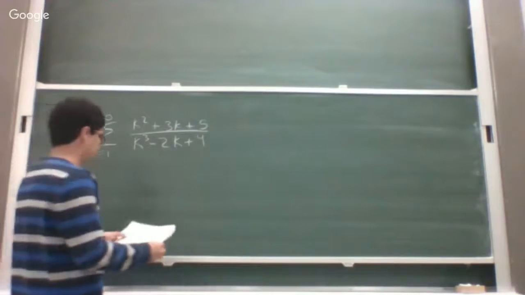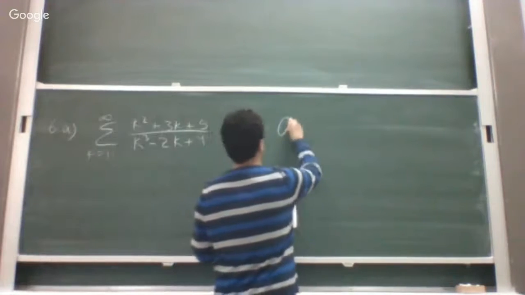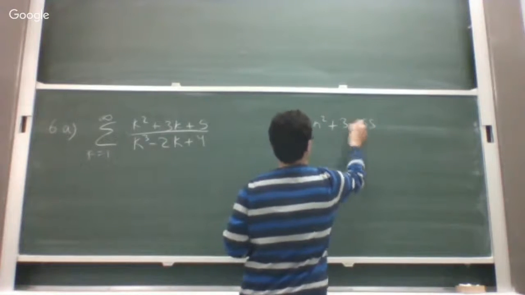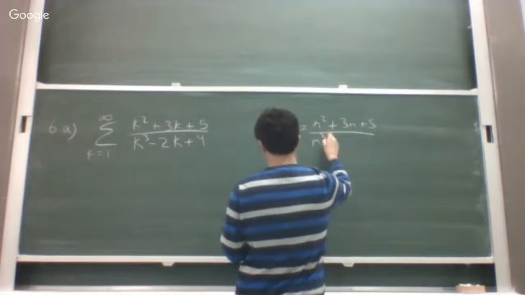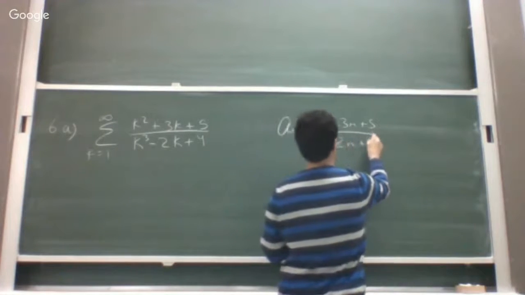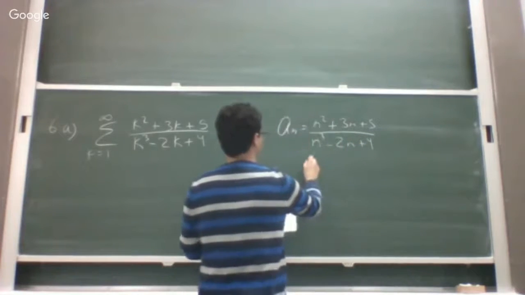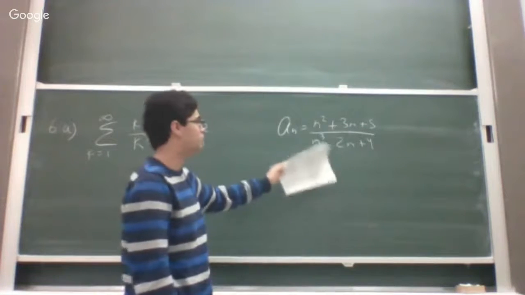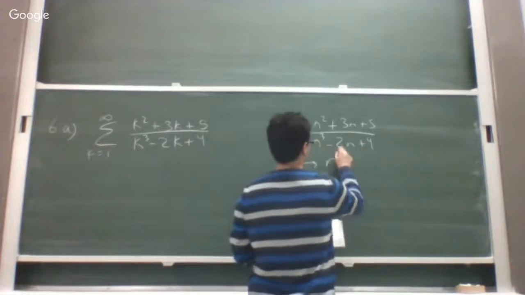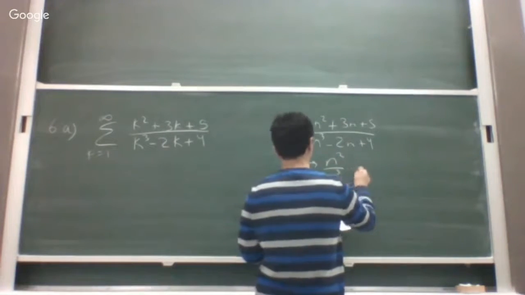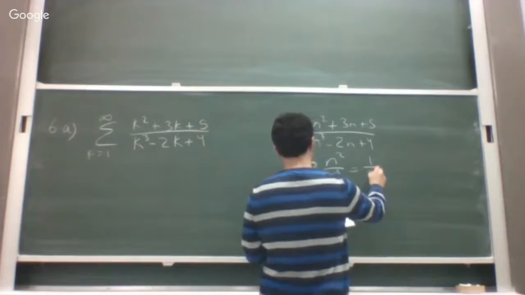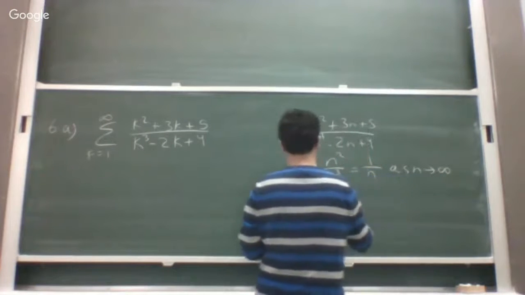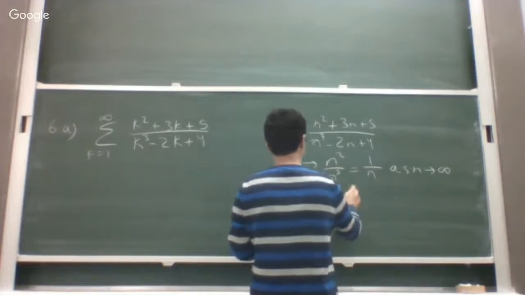So with this, we can say our a sub n is equal to n squared plus 3n plus 5 divided by n cubed minus 2n plus 4. Trying to find our b sub n, as we approach infinity this goes to n squared over n cubed. The rest of the terms don't really matter. So that's 1 over n as n approaches infinity, and we'll choose our b sub n to be 1 over n.